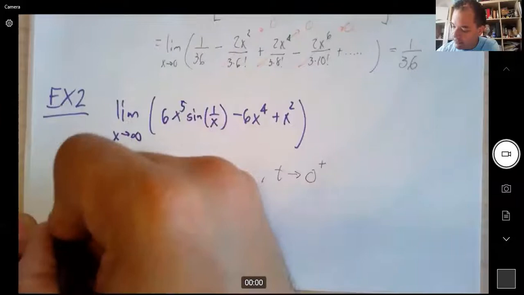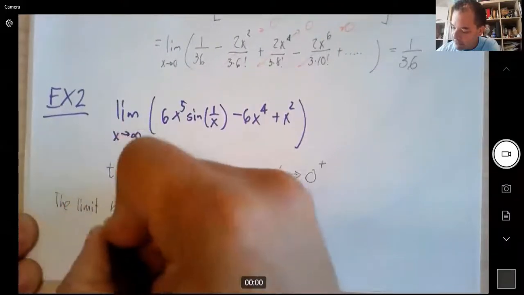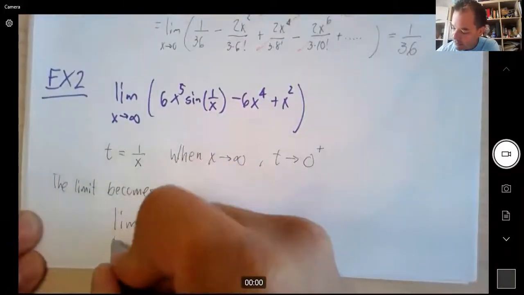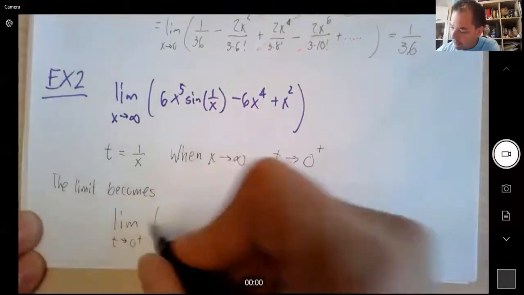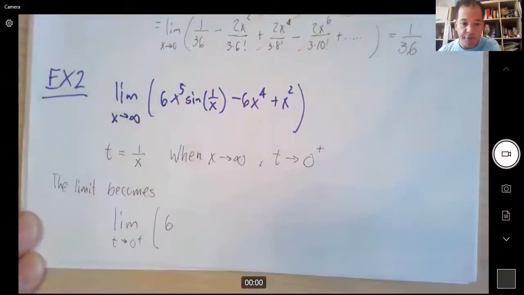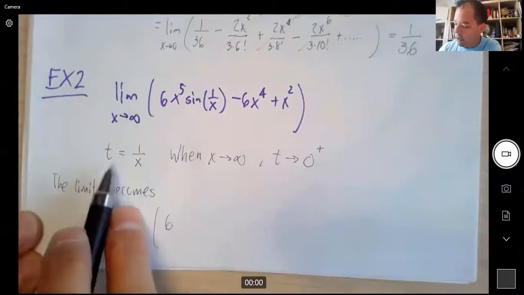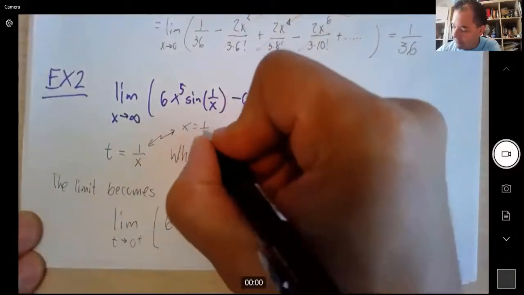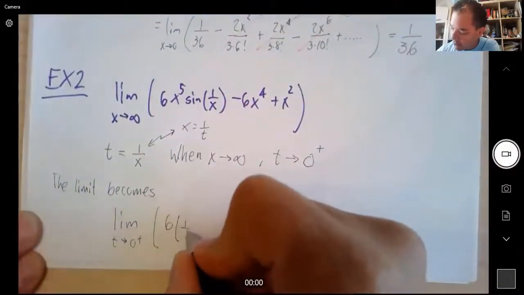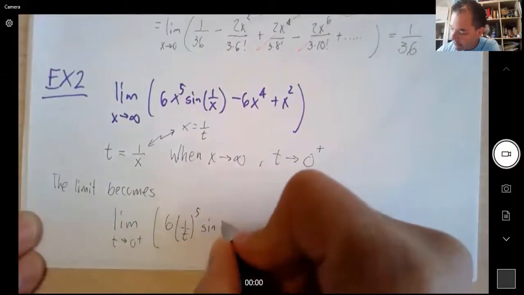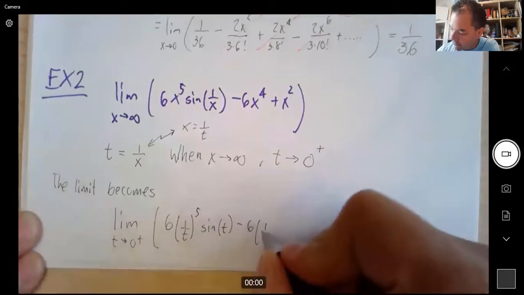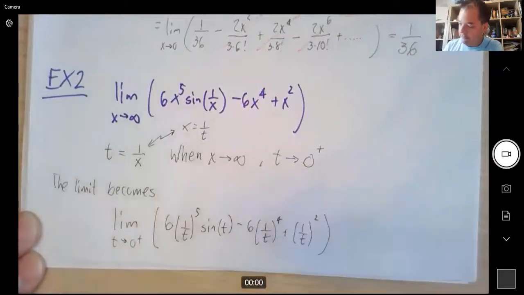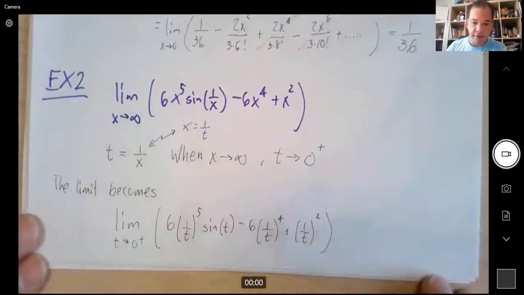So the limit becomes the limit when t goes to 0 from the right. And then we need to replace everything, right? So instead of x to the fifth, so if t is 1 over x, what is x? Well, x is 1 over t, right? So this is 6 times 1 over t to the fifth sine t minus 6 times 1 over t to the fourth plus 1 over t squared. Is that right?